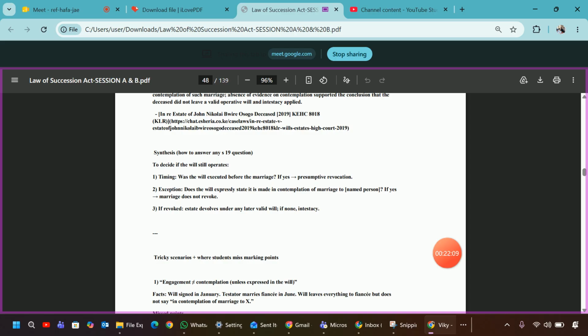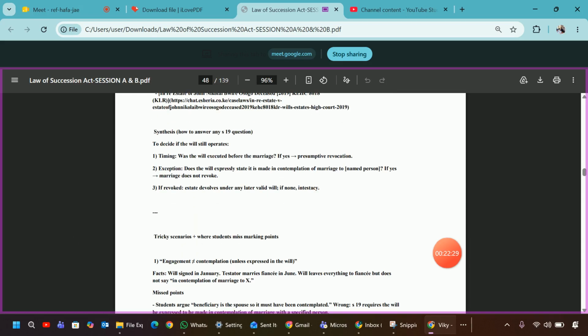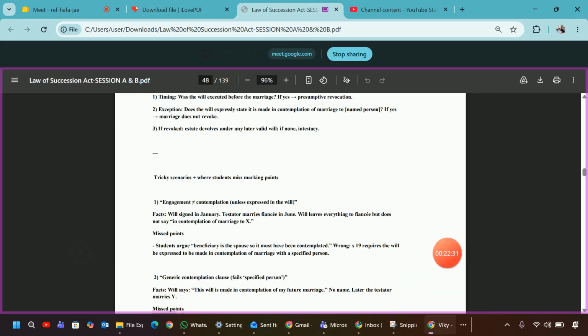To decide if the will still operates, check the timing. Was the will executed before the marriage? If yes, presumptive revocation. Exception. Does the will expressly state it is made in contemplation of marriage to a named person? If yes, marriage does not revoke. If revoked, estate devolves under any later valid will, if none, intestacy.